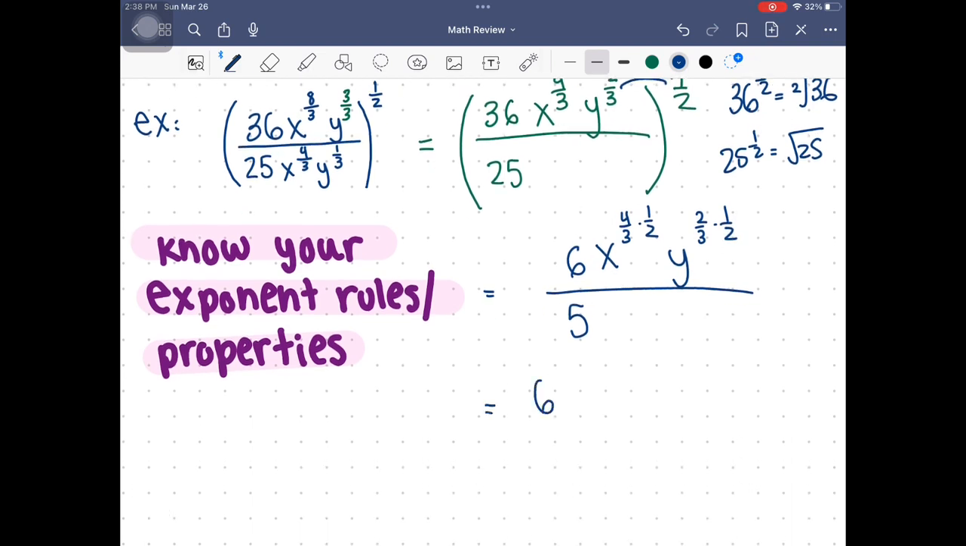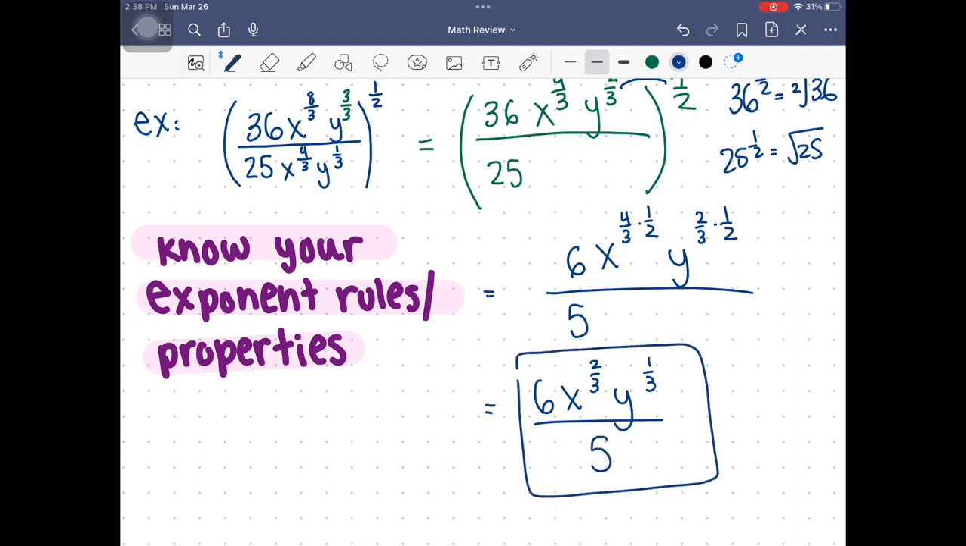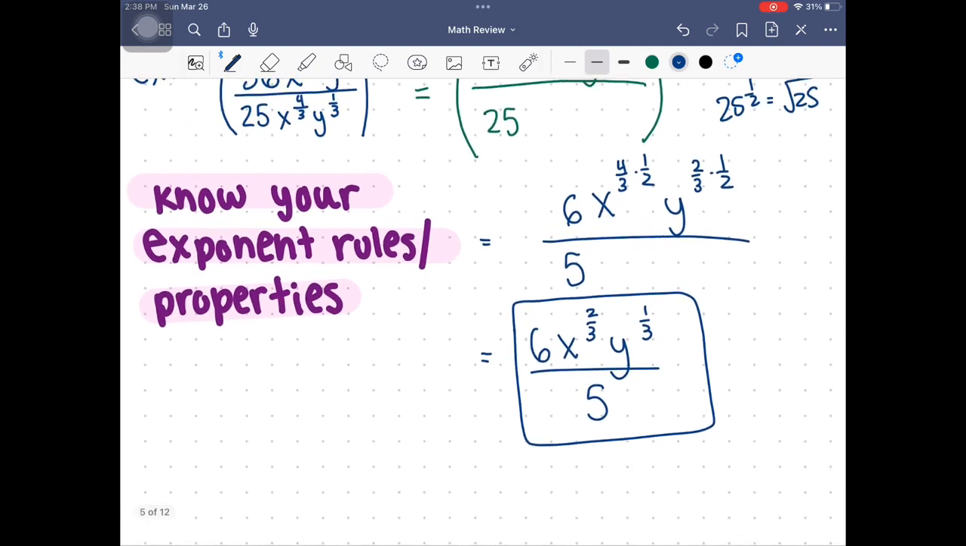So we're going to have our 6. And then this is going to be x to the 4/6, which we need to simplify. Do not leave it as 4/6. This is going to be 2/3. Okay? Then we're going to have y, and this right here becomes 2/6. Okay? 2/6. Again, please do not leave it like that. That is not simplified. That is going to be 1/3. And then we just leave the 5. Okay? Leave it like that. If it asks for radical form, then go ahead and do that, but you don't need to. Just leave it like that.